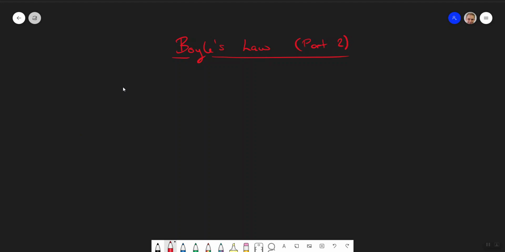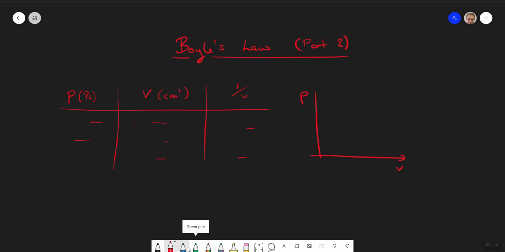Okay, so last time we met and introduced the concept of Boyle's law, because what we did is we took a gas and took some measurements of the pressure in pascals and the volume of the gas in centimeters cubed, and 1 over volume. So we had some data. I'm not really going to write a load of data out. And what we did is we plotted some graphs, and we saw that if you plot the pressure against the volume, you get a graph that looks something like that.